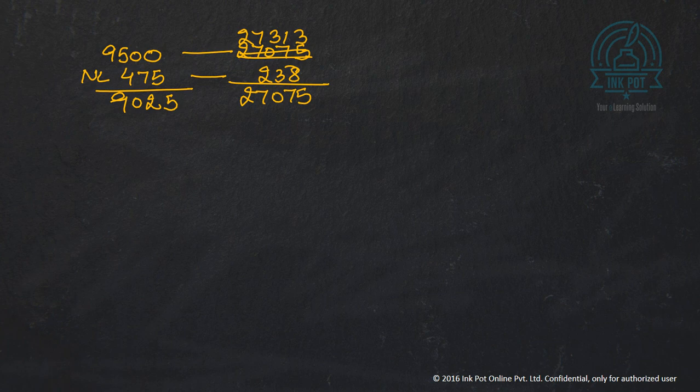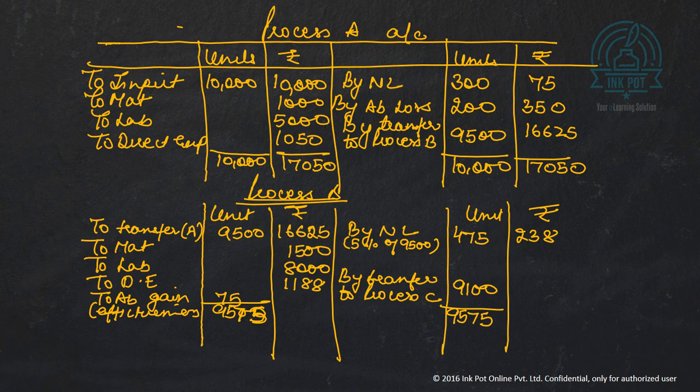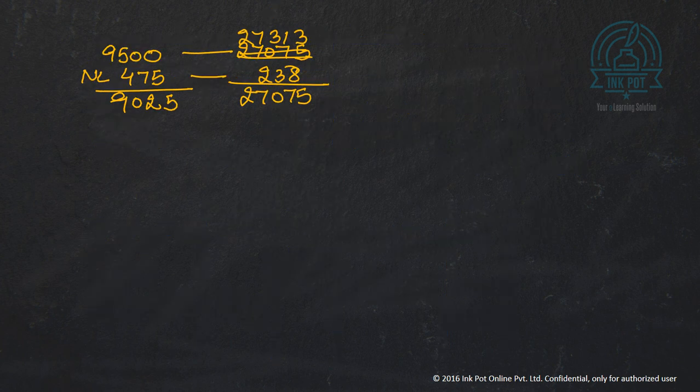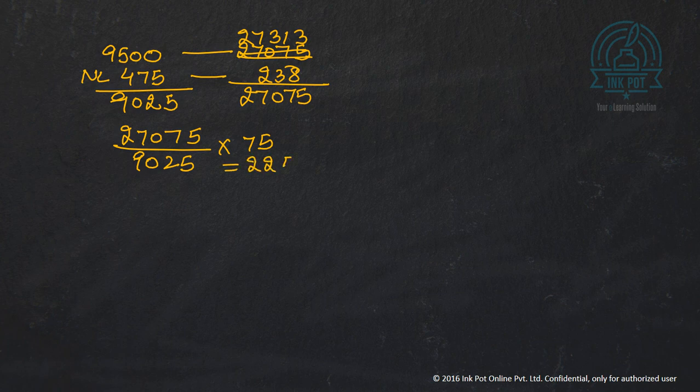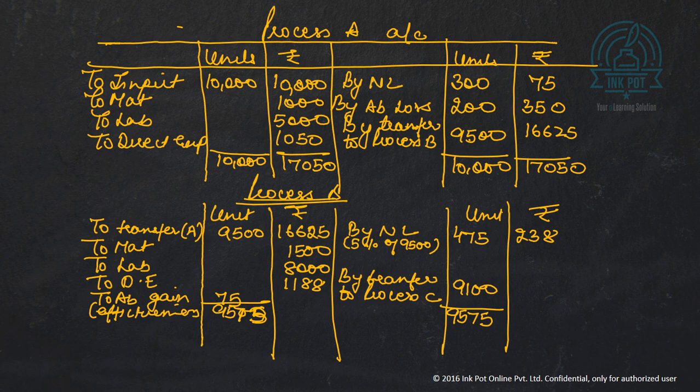So now we have to find out the value of abnormal loss. So let's see how much are the units of abnormal loss. Sorry, we have abnormal gain of 75 units. So we can find out the value. 27075 is the cost of 9025, so we'll get the cost per unit of good units, into 75. So it will be 225, right? So the value of 75 units is 225.